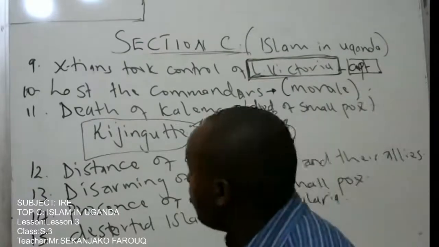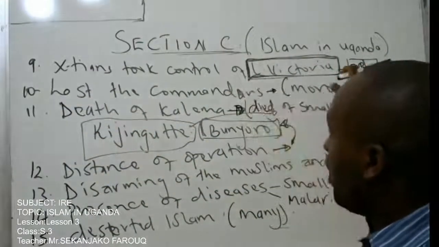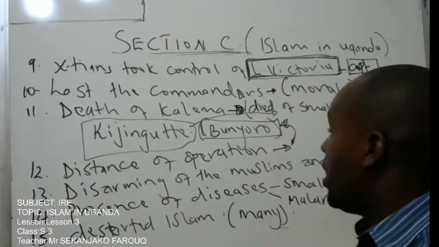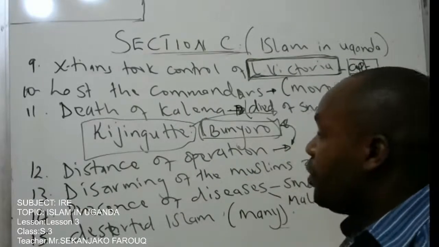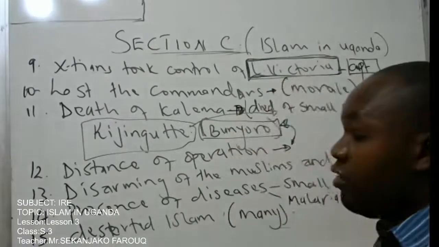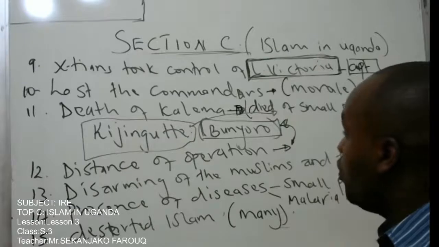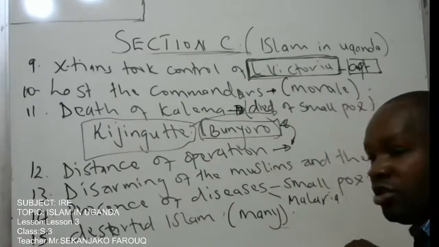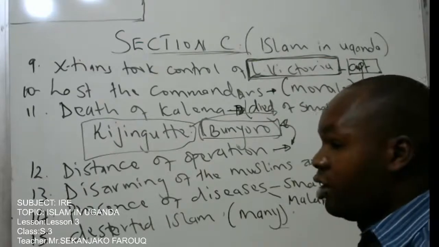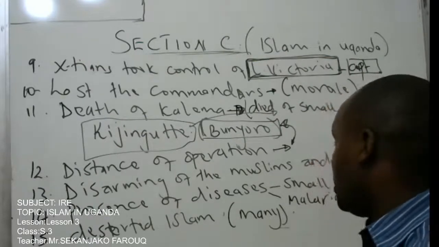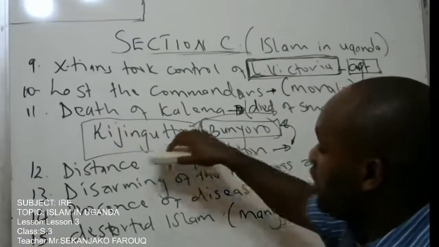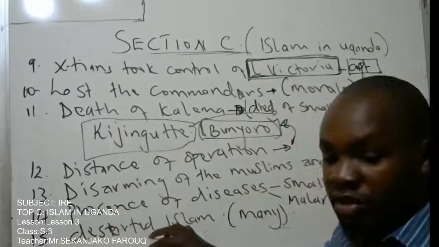So among other reasons, we have the Christians took control of Lake Victoria, the Muslims lost their commanders, especially Batuma, the drumsman, among others. The days of Kabaka Nuhu Kalema, the distance from which the Muslims were operating, disarming of the Muslims, presence of the diseases, deserting of Muslims, among other factors, led to the defeat of the Muslims.